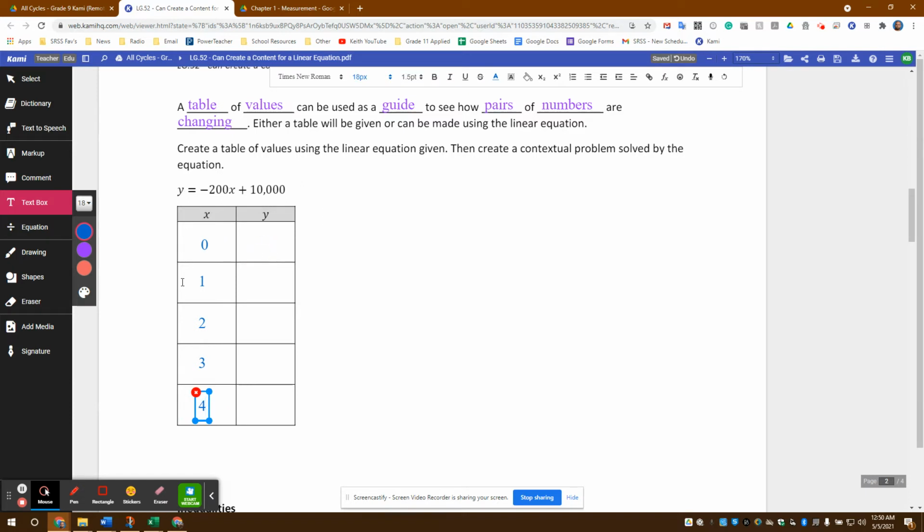Now, when we put these in, we put the 0 in for x. Negative 200 times 0 plus 10,000. That's 0 plus 10,000, so we're going to have a total of 10,000. That one is fairly straightforward. Now the next one, negative 200 times 1 is negative 200. I'm going to add 10,000, so I'm actually subtracting the 200 from 10,000, and we're going to get 9,800. And then we're going to continue to go down by 200 every time. Negative 200 means we're going down by 200 every single time, and then we're going to keep on going.